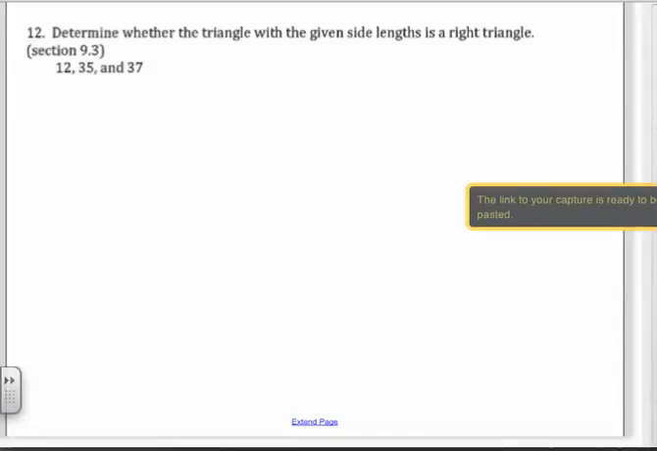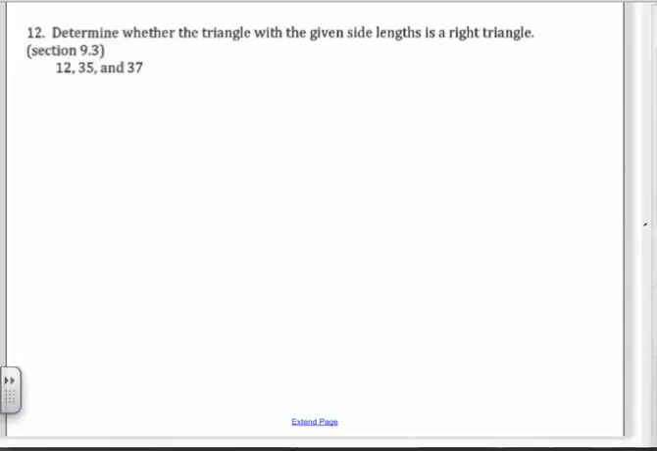Okay, guys, number 12 here says determine whether the triangle with the given side lengths is a right triangle. Now, guys, I'm going to ask you, and raise your hand for this. When we're dealing with sides and right triangles, what do we really need to know? What piece of information do we have in our arsenal, our toolbox that helps us deal with that? Ethan? A squared plus B squared equals C squared. A squared plus B squared equals C squared, right.